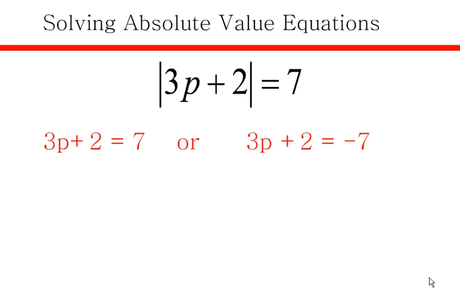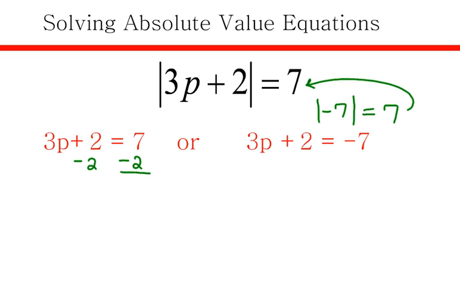Now remember that because we're talking about how far we are away from 0, there are 2 points that are 7 units away from 0, both 7 and negative 7. So I need to set this up as 2 possibilities, 2 possible equations that could make this work. You can see the first one is 3p plus 2 equals 7, but my second option is that 3p plus 2 could also equal negative 7, because the absolute value of negative 7 is indeed 7, like I want it to be. So now I will solve these as if they were 2 separate equations.